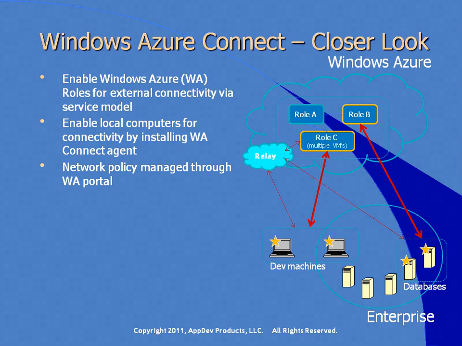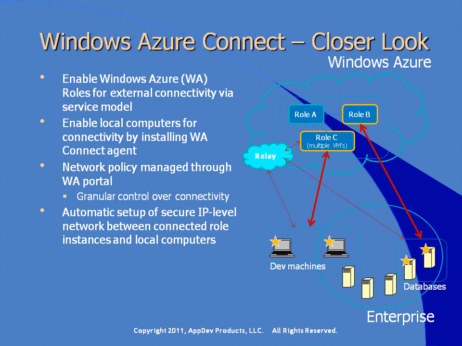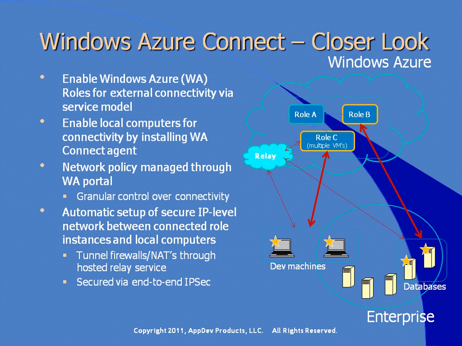Most, if not all, companies have a network policy, and the Windows Azure Connect network policy is managed by the Windows Azure portal to provide more granular control over connectivity. Windows Azure Connect also provides automatic setup of a secure IP-level network between role instances and local computers via tunnel firewalls and NATs through a hosted relay service.